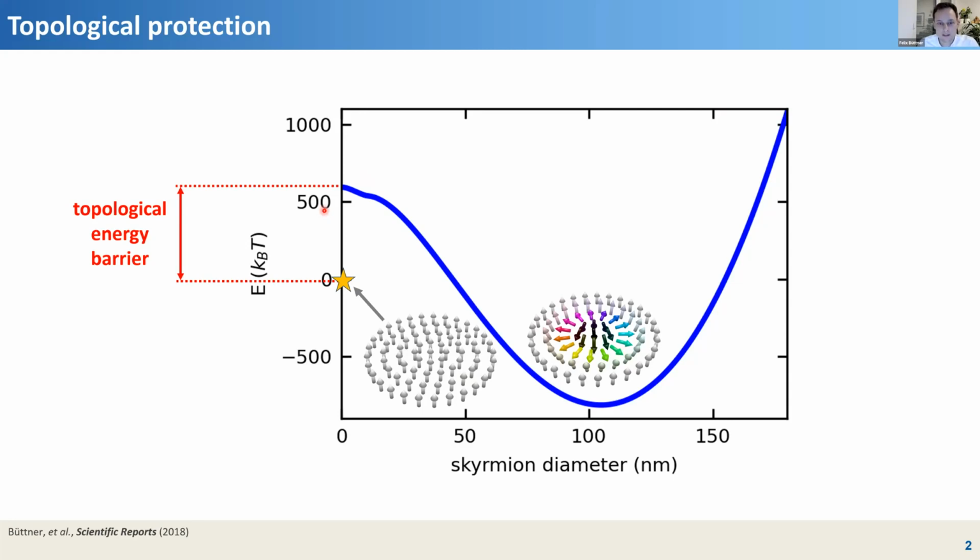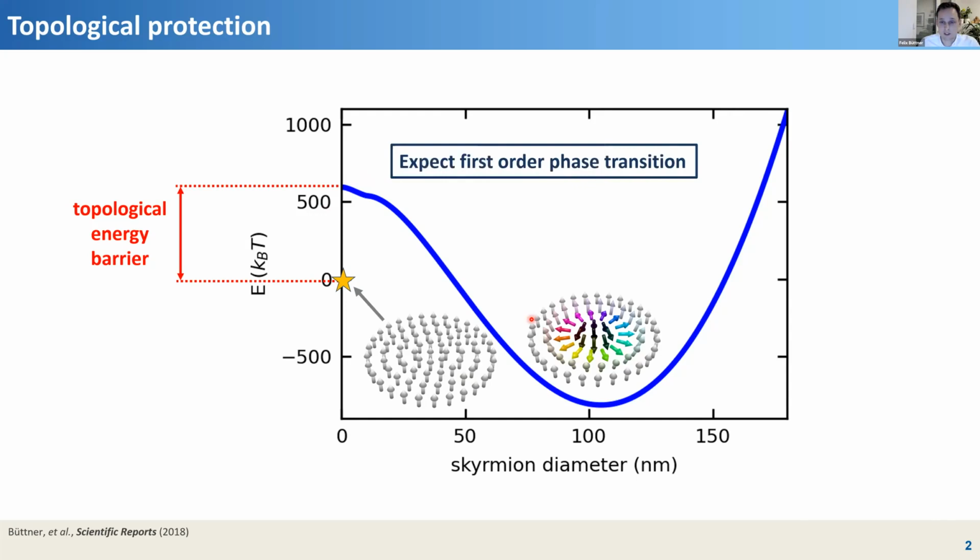So in fact, we would expect that this transition, while being possible in general, is strongly first order. It's something that we wouldn't expect to happen spontaneously, at least at room temperature or anywhere near room temperature, because of this very large energy barrier.